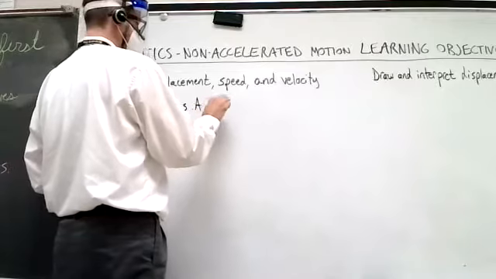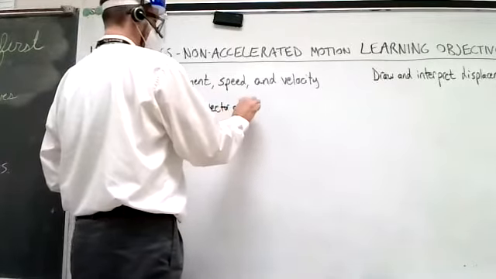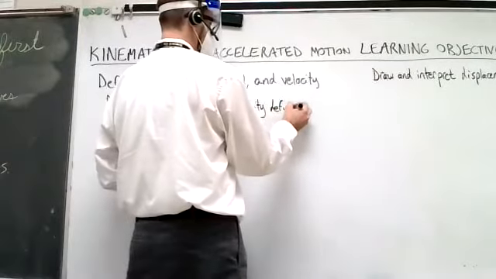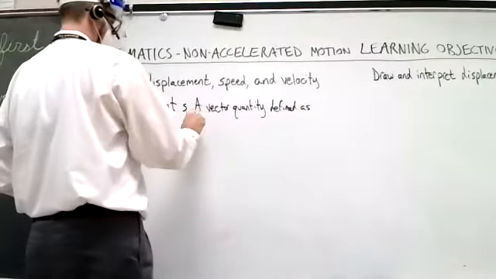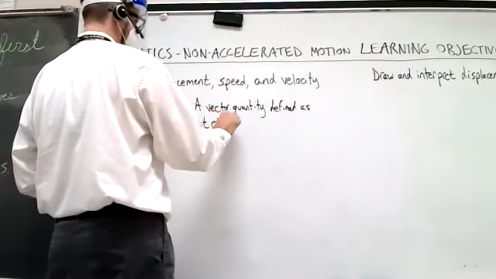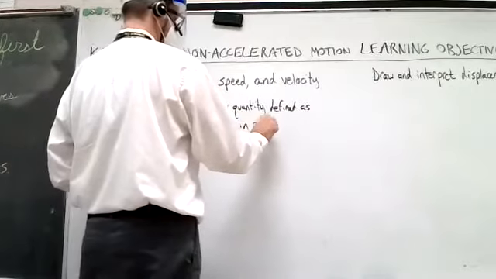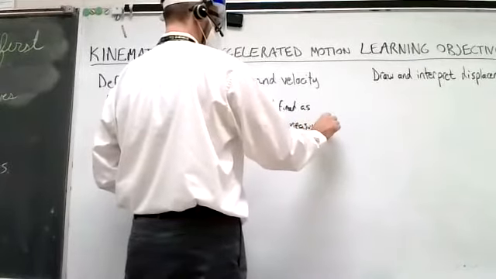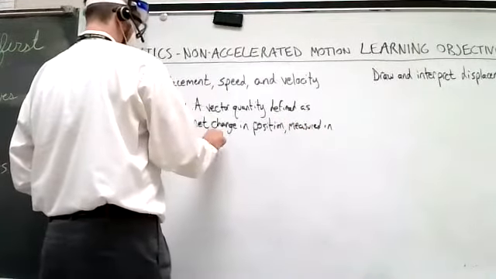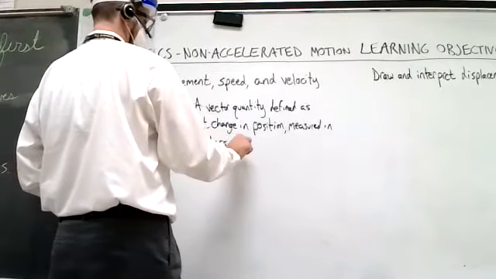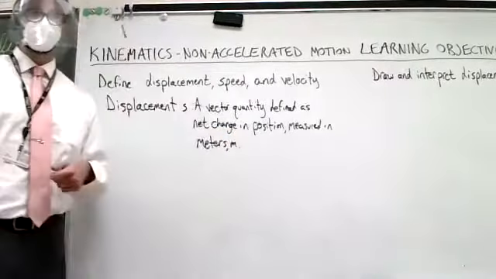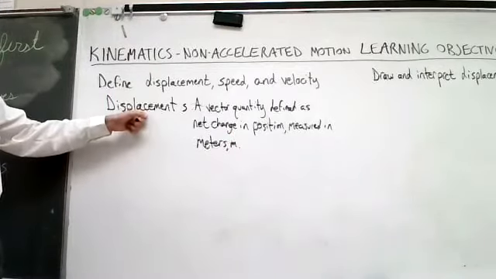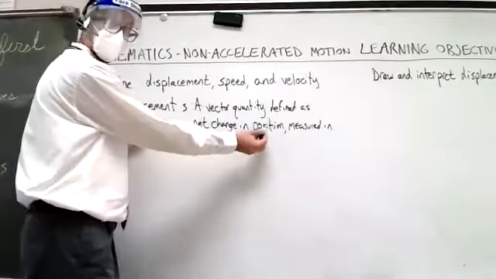a vector quantity defined as net change in position, measured in meters. If this were a paper 2 question and it said define displacement, you could just say something like net change in position.